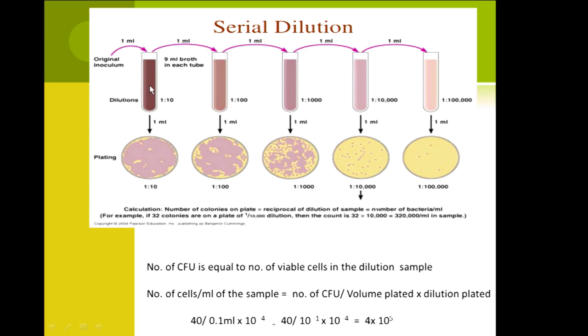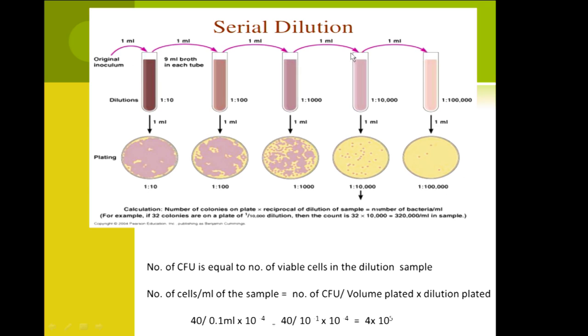First dilution is referred to as 10 to the power of minus 1 or 1 by 10 dilution, and the second one is 1 by 100, third one is 1 by 1000, and fourth one is 1 by 10,000. Then the last one is 1 divided by 100,000. So, it can also be written as 10 to the power of minus 1, 10 to the power of minus 2, 10 to the power of minus 3, 10 to the power of minus 4 and 10 to the power of minus 5.